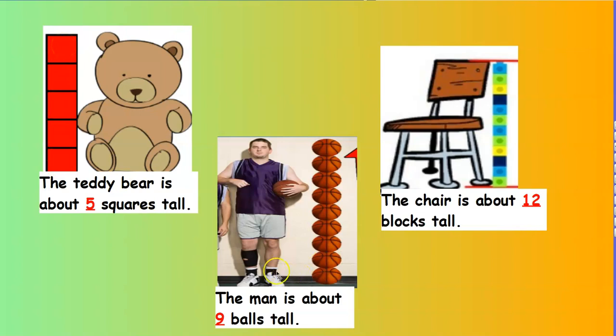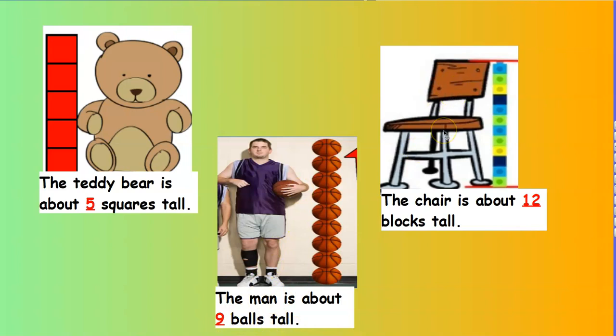Okay, now how about this man? So the man is about how many balls tall? Let's count. 1, 2, 3, 4, 5, 6, 7, 8, 9. So the man is about 9 balls tall.